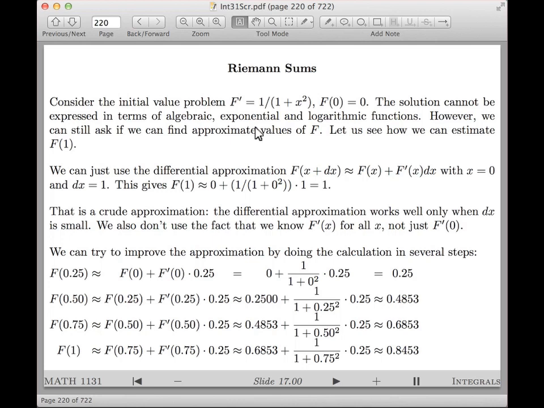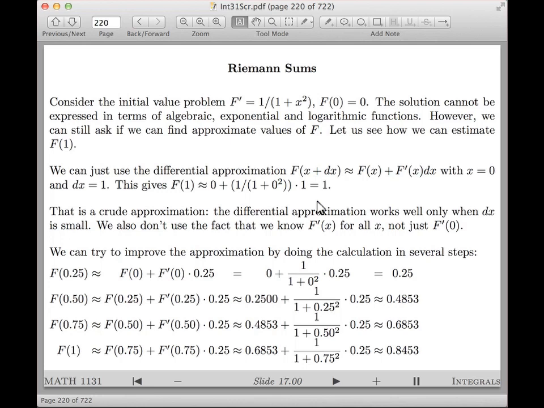Let's just use this, and try to answer the question I raised a moment ago. Well, I know what f of 0 is. I want to approximate f of 1. So I'll just take dx to be 1, and put everything in this differential approximation. That will give me this approximation. So f of 1 is approximately 1. Of course, this is very crude. dx is not really that small. So how do we get around this?